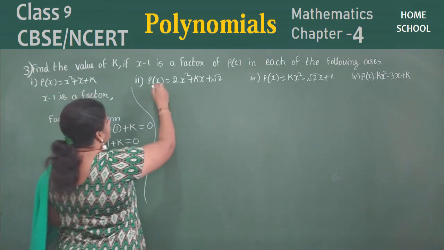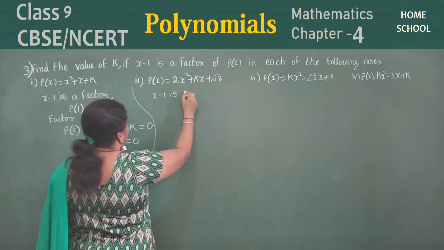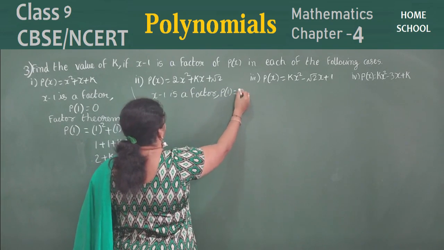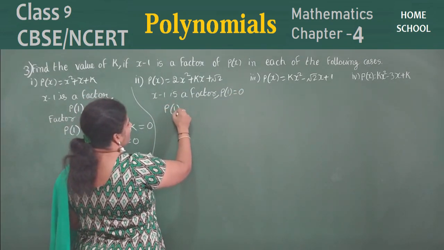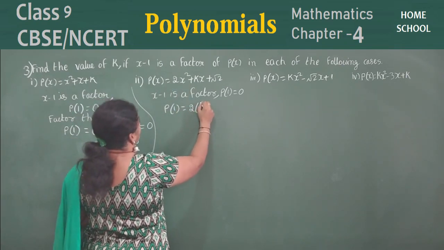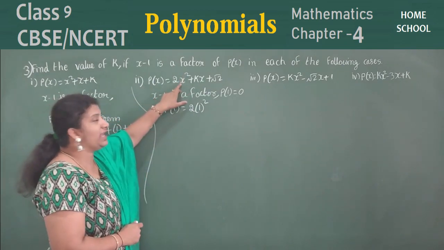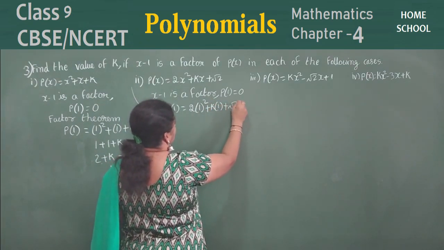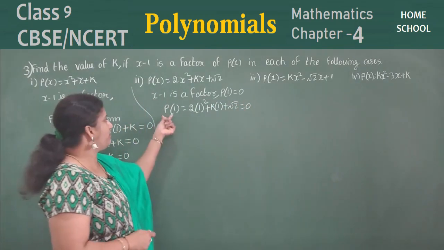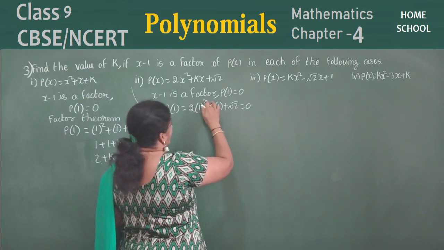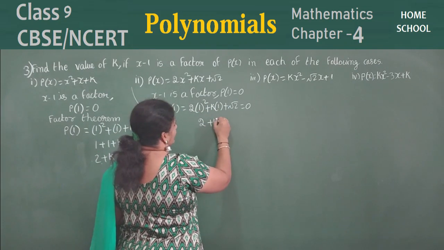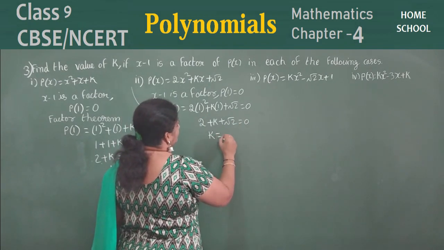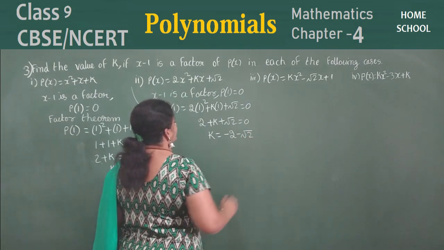So, look here. Second problem. If x minus 1 is a factor, then by the factor theorem, I can say p of 1 equal to 0. That means p of 1, in the place of x, you substitute 1. 2 into 1 whole square. Observe here, the square is only for x, not for 2. 2 into 1 whole square plus k into 1 plus root 2 equal to 0. Why 0, children? p of 1 is equal to 0. So therefore 1 whole square is 1, 1 into 2 will be 2, plus k plus root 2 equal to 0. So send the others to that side. k is equal to minus 2 minus root 2.